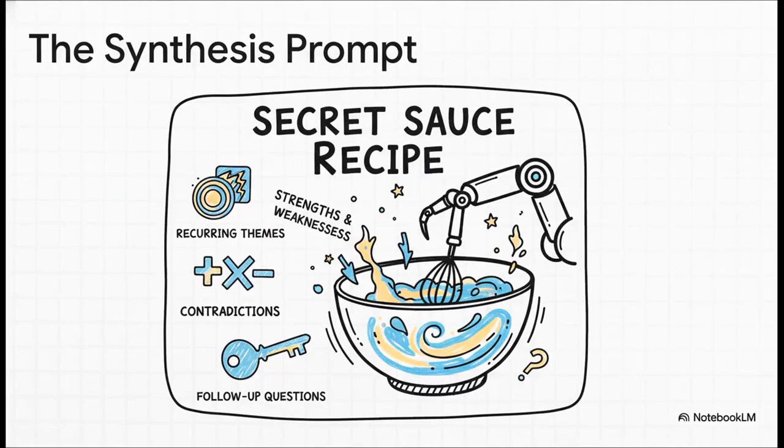So how do we actually get the AI to do that? Well, it all comes down to the prompt. We give it a very specific set of instructions in a synthesis prompt. We're not just saying, hey, summarize this. We're telling it, identify the themes, compare the features, highlight any contradictions, and give me the top key takeaways. This prompt is basically the secret sauce that forces the LLM to go beyond summarizing and actually produce genuine insight.